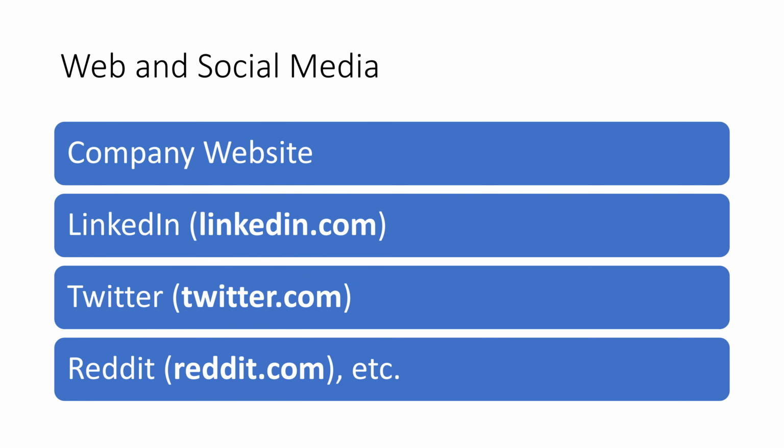Other web and social media sources of information when researching a company include, of course, the company's own website. If you're looking at the individuals who are on the board of directors or the senior management team members of a company, LinkedIn at linkedin.com is a good source of information. With the company's stock ticker symbol, you can find a good deal of information on social media sites such as Twitter at twitter.com or Reddit at reddit.com.